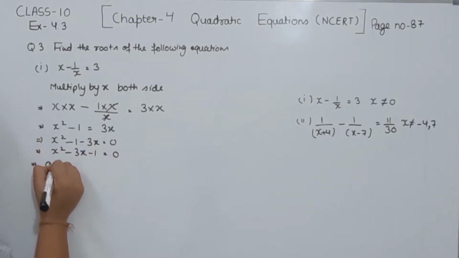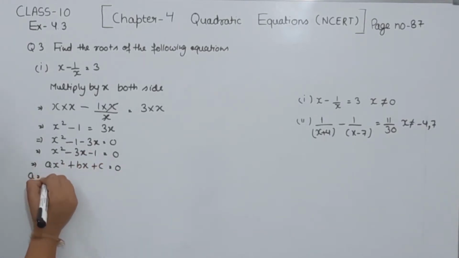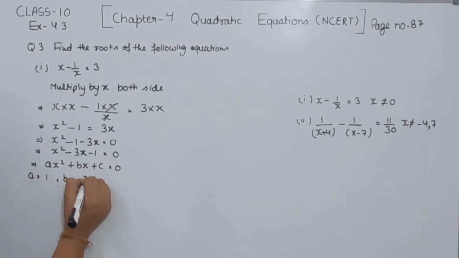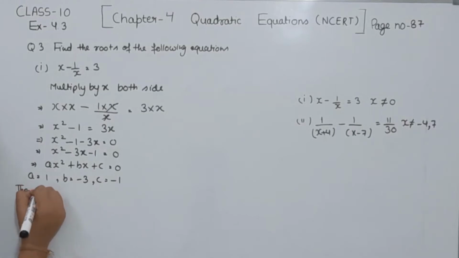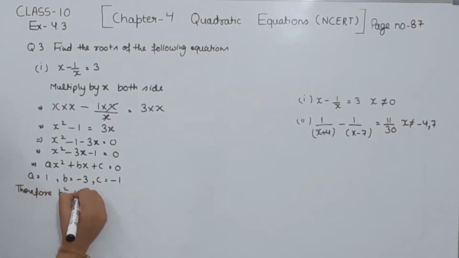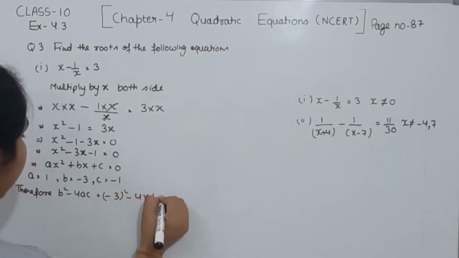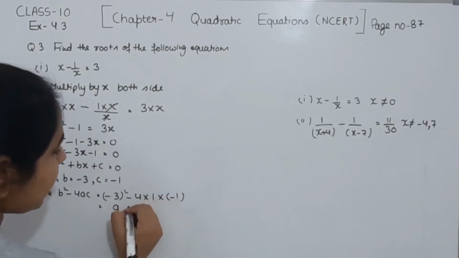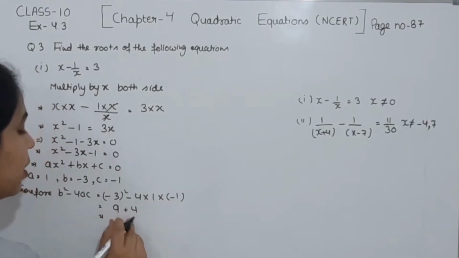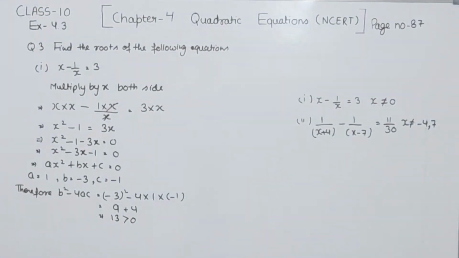Now we know that quadratic equation will have ax square plus bx plus c is equal to 0. So value of a we are having is 1, b we are having is minus 3, and c we are having is equal to minus 1. So first of all, we are going to find b square minus 4ac. So this one we are having minus 3 square minus 4 multiplied by a multiplied by c. So 3 3s are 9, minus and minus plus, 4 ones are 4 we are having. Now 9 plus 4 we are having as equal to 13, and this one we are having greater than 0.